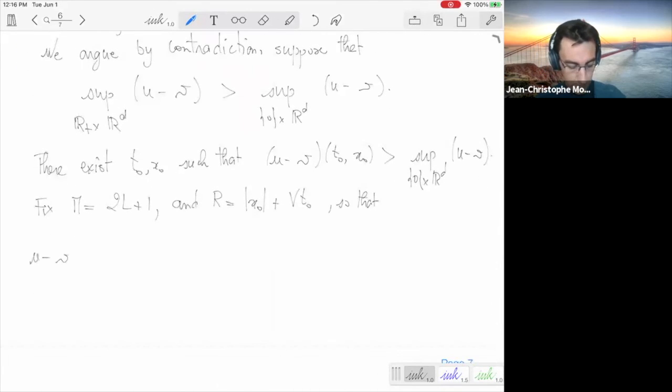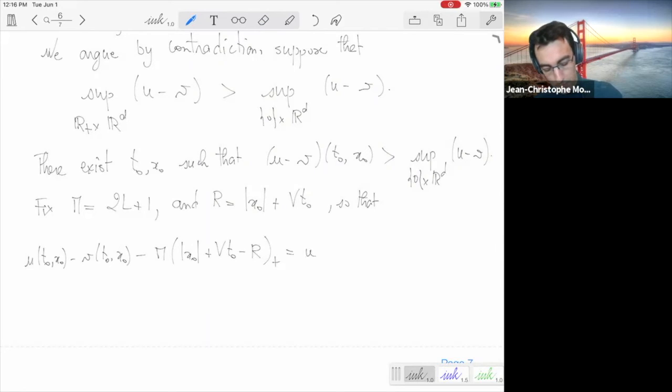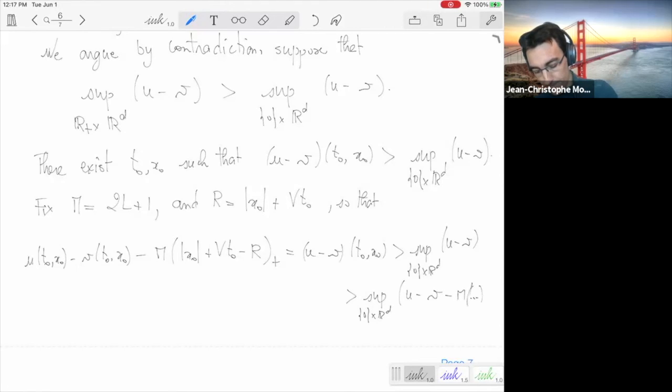So that's u minus v. U of (t naught, x naught) minus v of (t naught, x naught) minus M(|x naught| plus V t naught minus R), positive part, is equal to u minus v at (t naught, x naught). And this remains larger than the supremum at the initial time of u minus v, but in particular, it's larger than the supremum at the initial time of u minus v minus whatever is this positive part. So we would reach a contradiction with the stronger version if we had a contradiction in the weak version. Okay, so that's one thing I wanted to say.